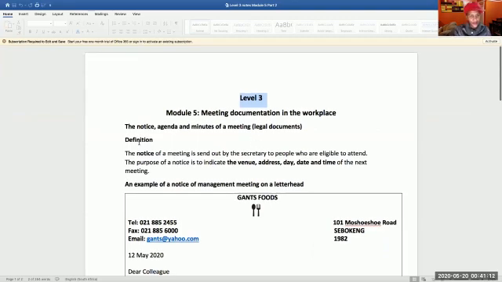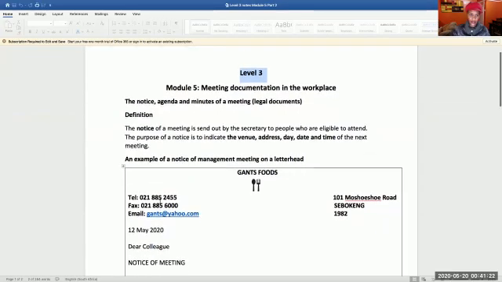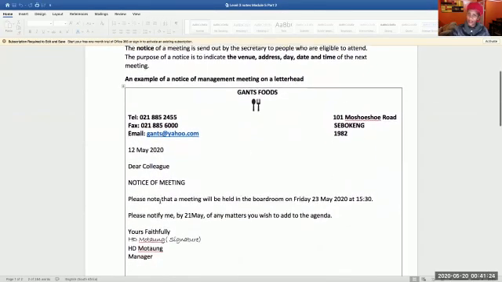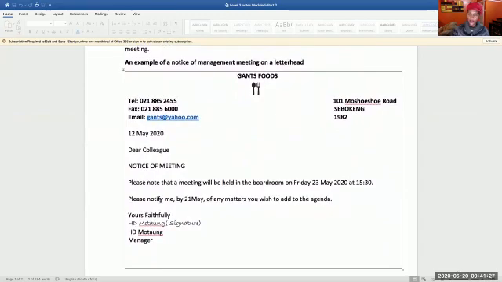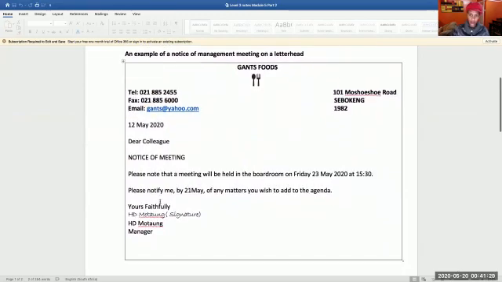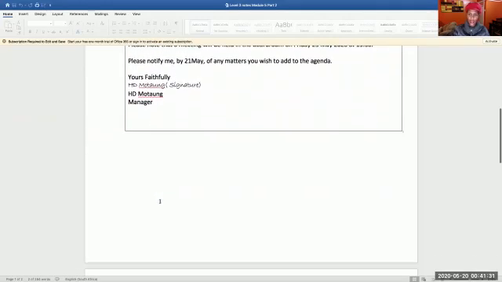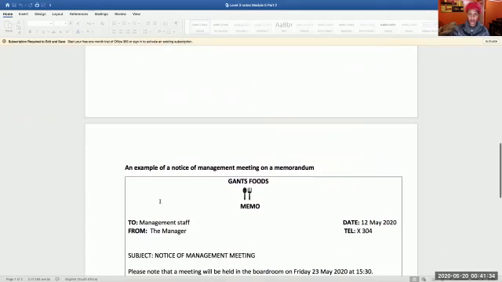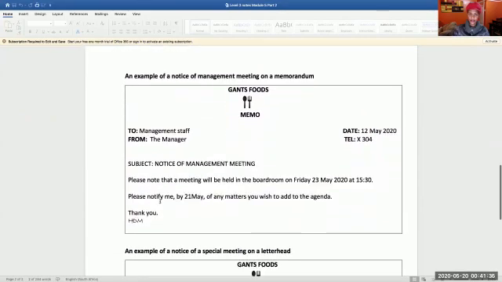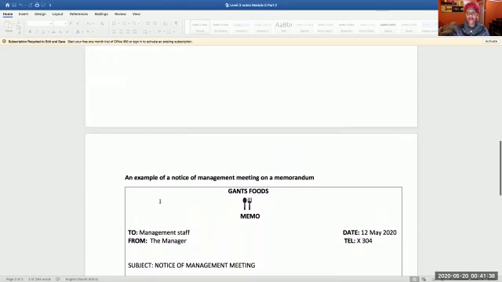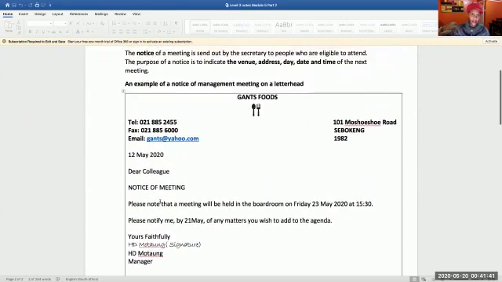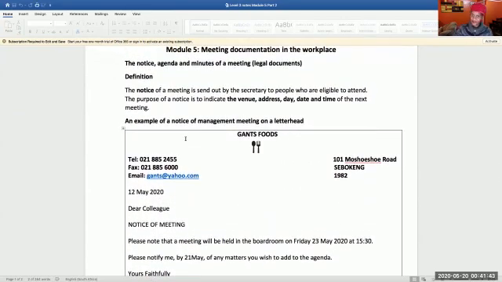Here we go, okay? Firstly, I said there's a difference between a letterhead and a memorandum. So I just want you to look at this. This is our letterhead. Just take a look at it. I'm going to explain it now, and then we will have our memorandum. Here it is. Okay, so first things first, let us talk about the letterhead.